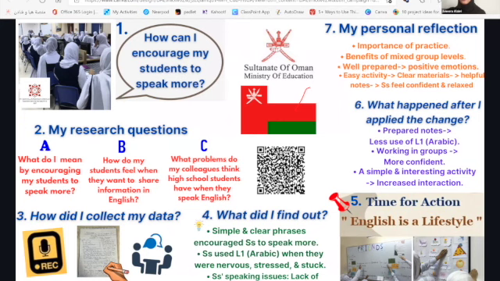My three research questions that I would like to explore are as follows. A, what do I mean by encouraging my students to speak more? B, how do my students feel when they want to share information in English? C, what problems do my colleagues think high school students have when they speak English?